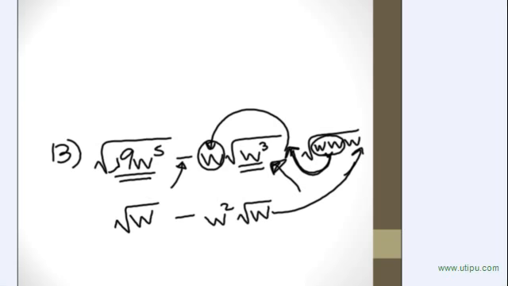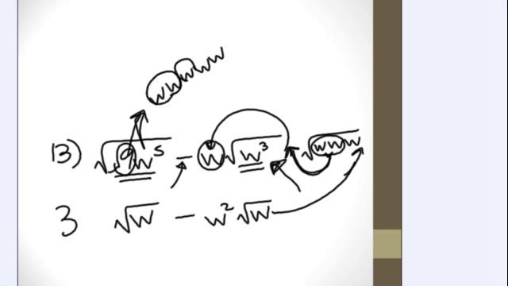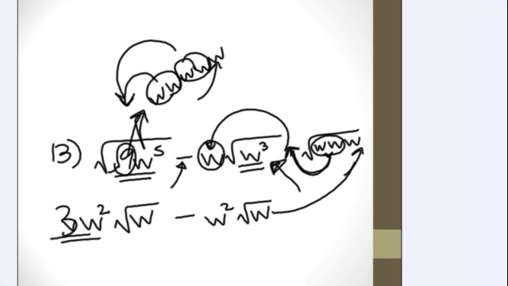All right, so the square root of 9 is just 3. And then w to the 5th power, so I have 5 of them. For each pair in the square root, I can take one out, and I'd be left with the 5th one underneath. So I'm taking out w, square root of w squared is w, times another w, gives me w squared, w squared outside the square root. All right, so I have 3w squared times the square root of w minus w squared times the square root of w.